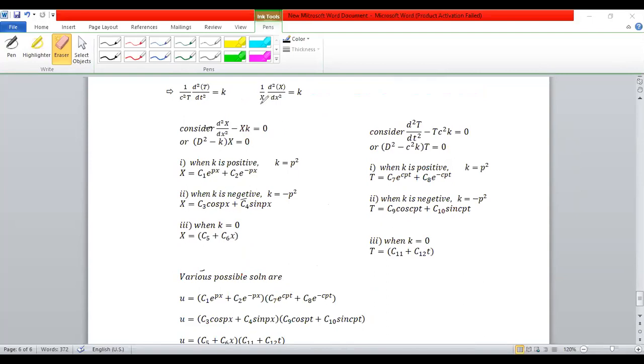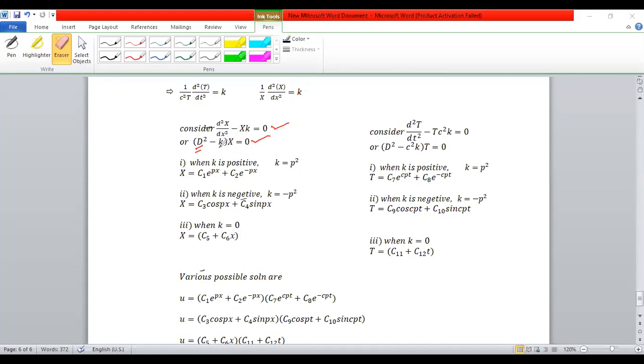Let's take this part first. D square x divided by dx square is equal to k into x. Sorry, this is the differential equation. D square x by dx square is the double derivative, denoted by capital letter D square. D square minus k into x is equal to 0. Clearly, this is an ordinary differential equation with constant coefficients, and k is the constant.